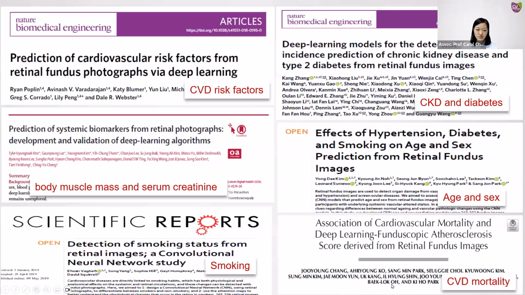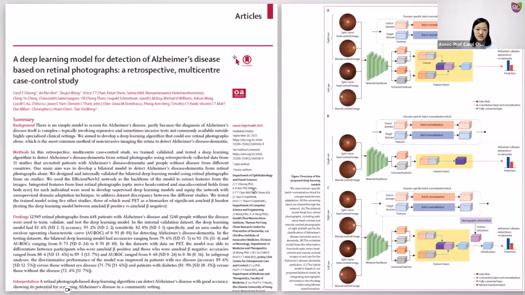predictions from retinal images. So recently, we have developed a deep learning convolutional neural network that aims to provide a simple retinal imaging-based screening tool to identify individuals at risk for AD. I would like to take this chance to thank Cheung for his help and support on this work indeed.